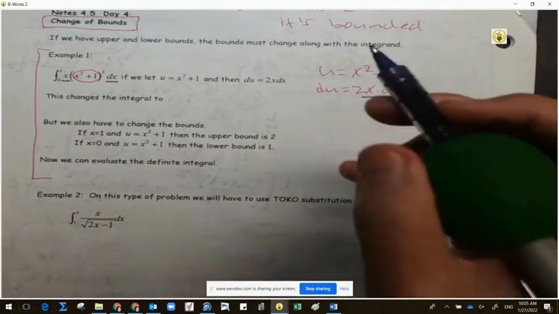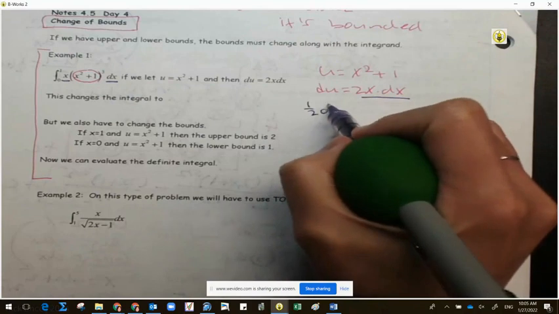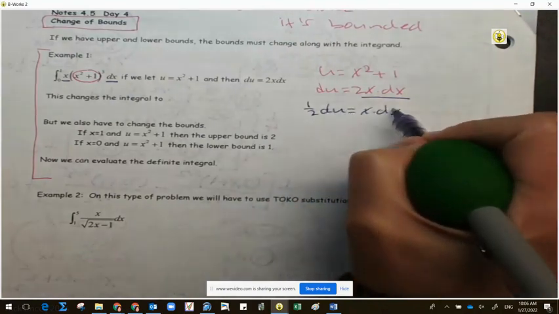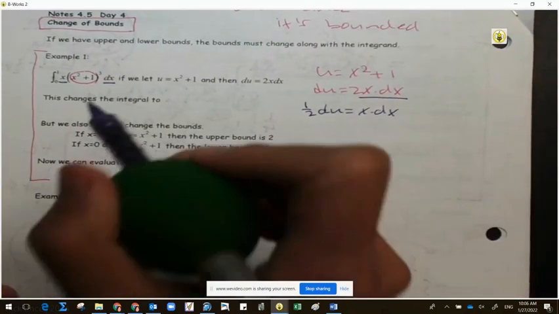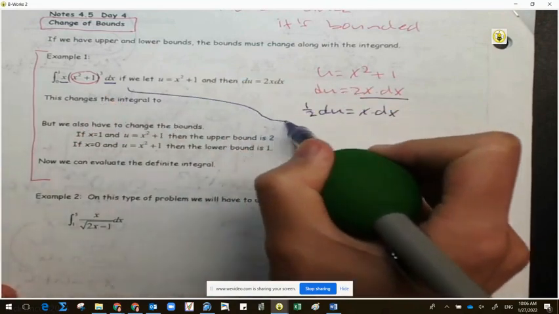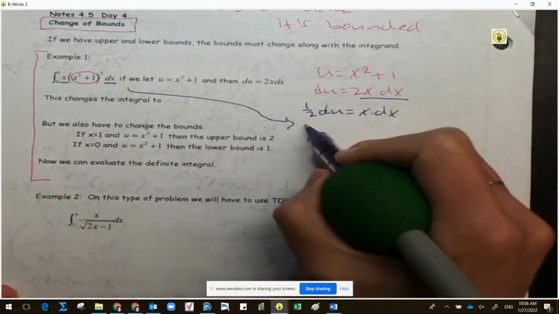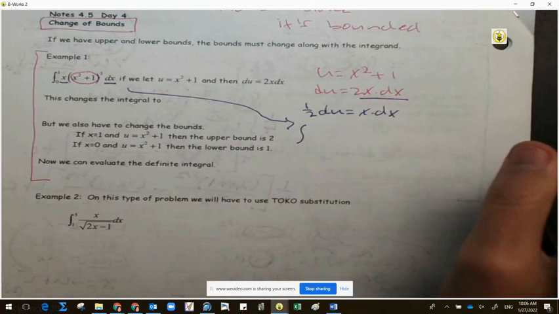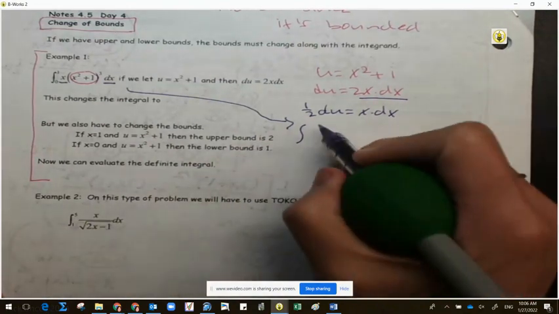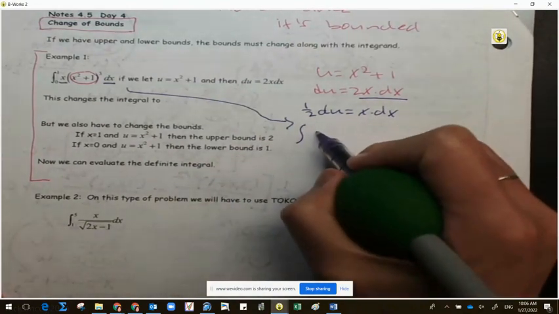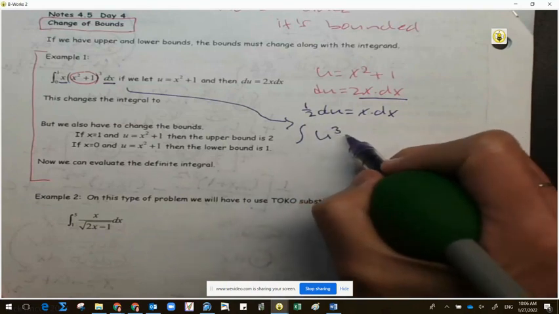How am I going to move the 2 over? Divide. So now when I rewrite this, all of this rewritten is going to be the following. The integration of, do not write the upper and lower bound for now. So we have u cubed du.